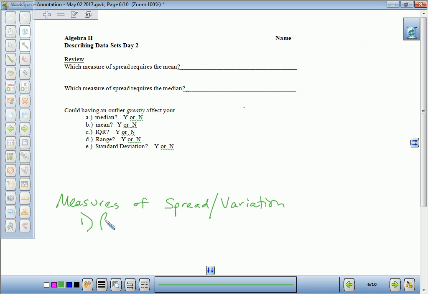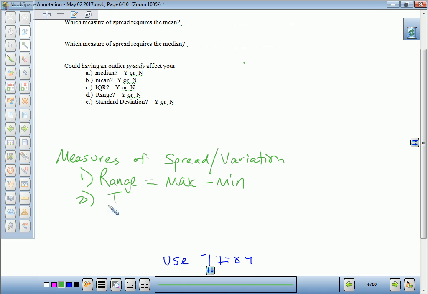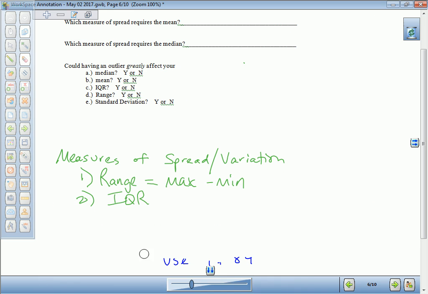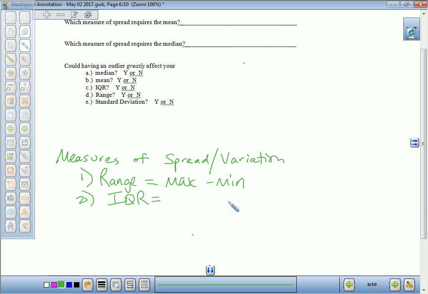So the first one you learned was range. It is the maximum value minus the minimum value. The second one you learned in either 9th or 10th grade was IQR. Describes how the data is spread. IQR is the Q3 minus the Q1, the upper quartile minus the lower quartile. And then the other one that we learned yesterday, standard deviation. All three of these are ways to describe the spread of the data.